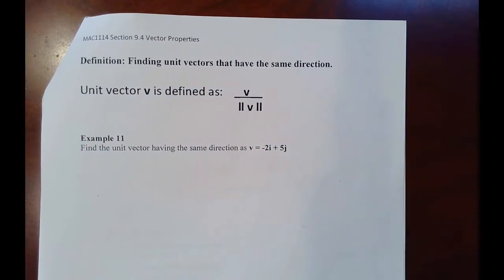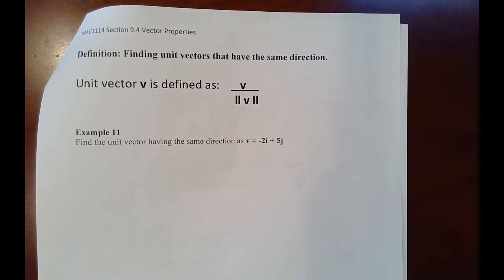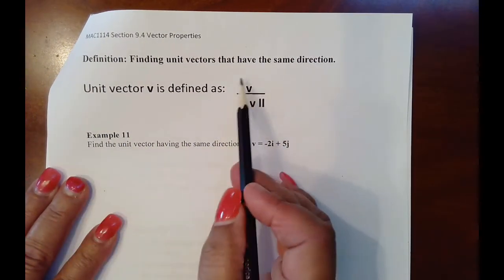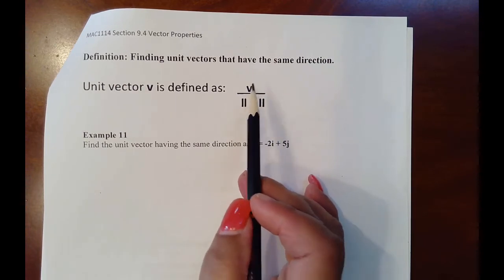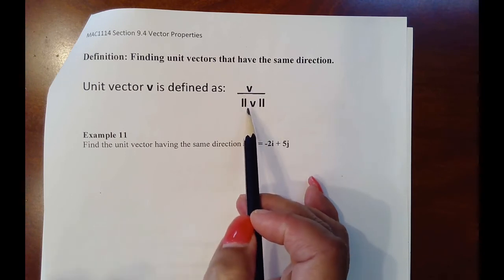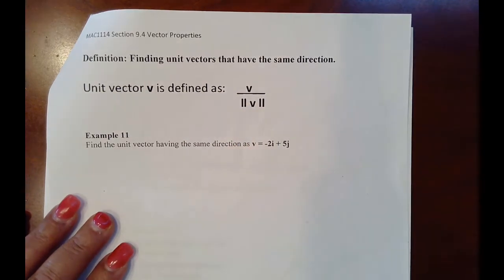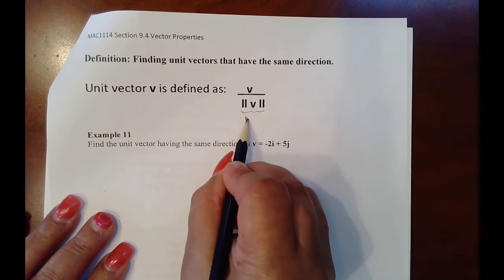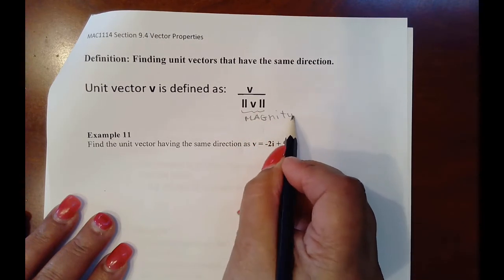Okay, last problem in this section. This one says finding unit vectors that have the same direction. And we have the definition right here. A unit vector is defined as the actual vector is going to play the role of the numerator so that it has the same direction, and so that it has the same magnitude. We're going to be using the magnitude down at the bottom. That's what these double bars mean. You can use single bars around the vector or double bars, and that signifies the magnitude of the vector.